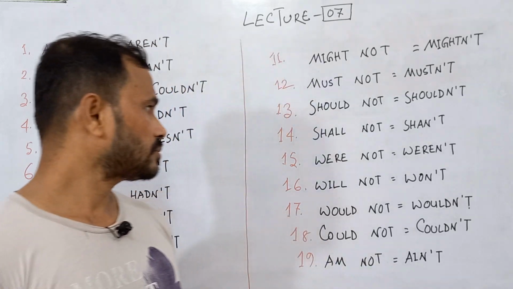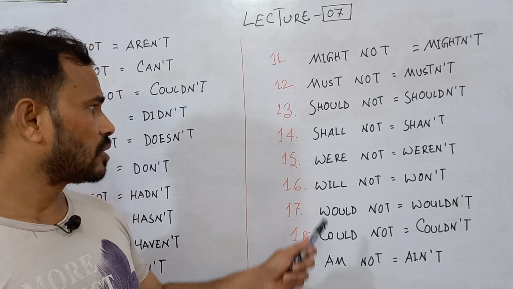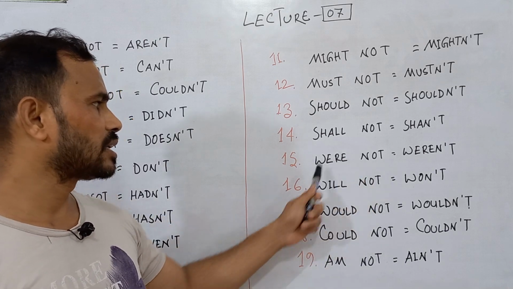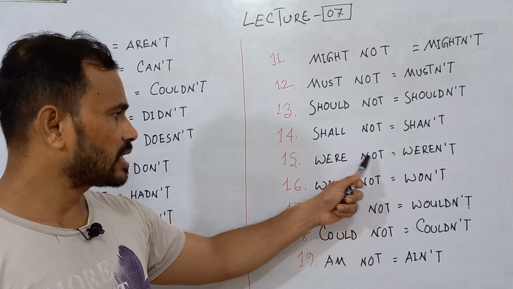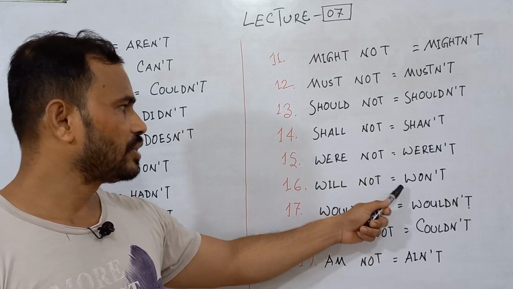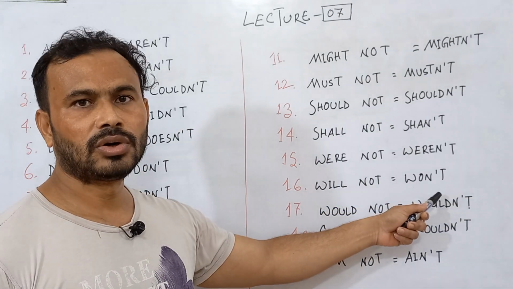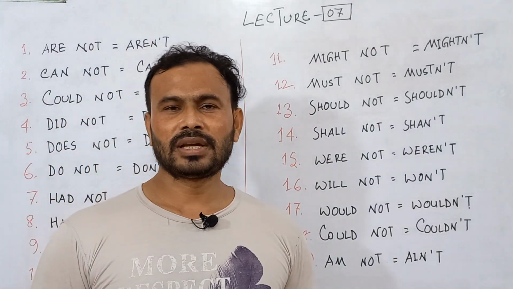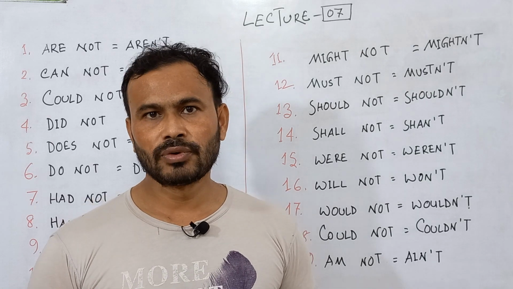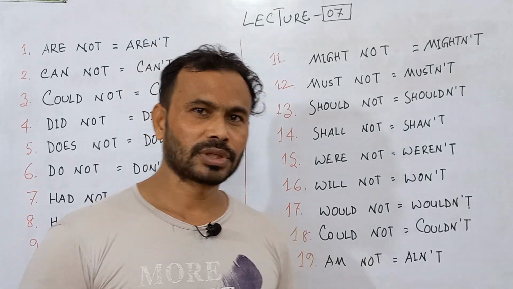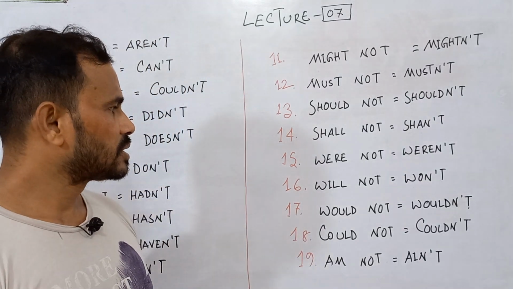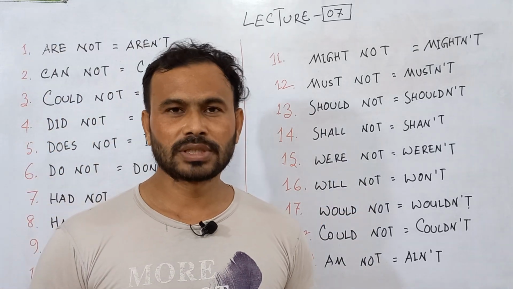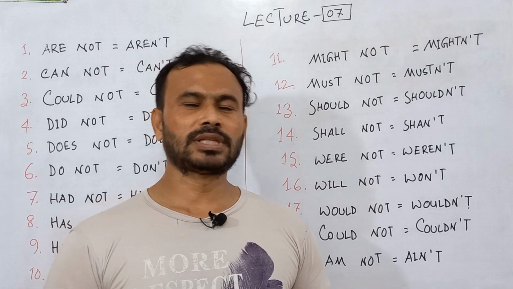So friends, let's talk about the next phrase, which is will not. The contracted form of will not is won't. So we can say: I will not do the work. If you want to use the contracted form of will not, we can say: I won't do the work.